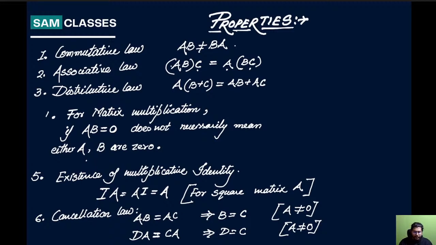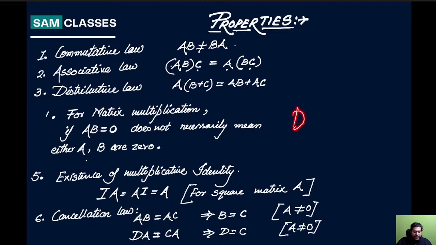Now the last part. This part is not that important, okay, but this part is important. Everybody see this last one. If they have given AB is equal to AC, and the matrix A is not equal to 0, we can cancel this part and we can say B is equal to C. So one is left cancellation, one is right cancellation. Clear?